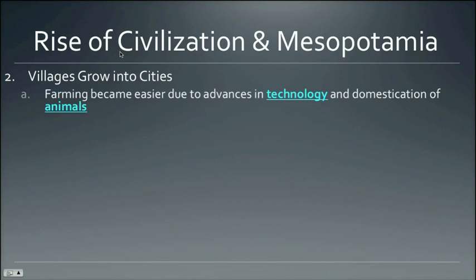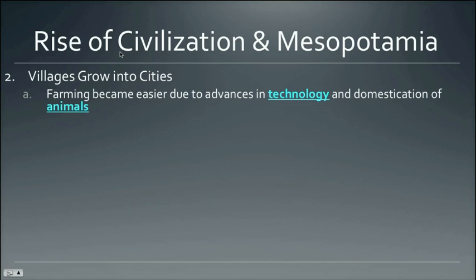So as villages grow into cities, we know that farming became easier due to advances in technology and the domestication of animals. We talked about both of those briefly in the last lecture. Technology is when you really use your skills to manipulate the world around you. I think I used the example in the previous lecture of taking a stick and sharpening one end of it to now have a spear that you could use to potentially kill your prey or kill another person in defense if you needed to. Technology can be that simple.